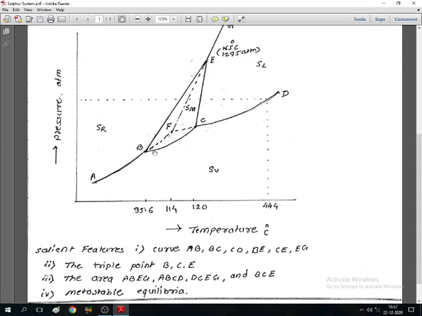Now curve BC. Now this is the curve BC. Along this curve BC, there are the two phases SM and SV. Monoclinic sulfur and vapor sulfur are in equilibrium. This curve BC is called as a sublimation curve for the monoclinic sulfur. It shows variation of vapor pressure with the temperature. Temperature increases, vapor pressure increases.